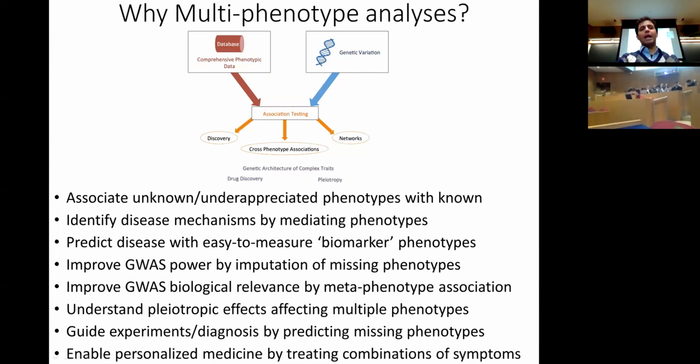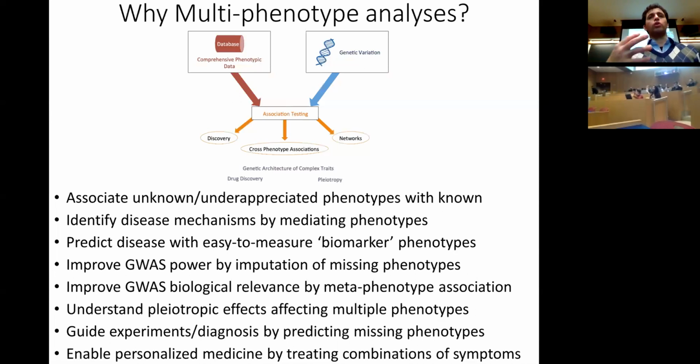You could also guide both experiments as well as diagnoses by predicting missing phenotypes. You could basically say, well, hey, I can predict your lipid levels will be unusual. So why don't you go ahead and take that test, and so on and so forth. So you can basically say, hey, this patient seems to have type 2 diabetes. Let's measure their glucose level in the blood and then see if we can confirm that prediction, which can be made based on many other phenotypes. And you can also start moving towards personalized medicine by basically focusing on combinations of symptoms rather than individual phenotypic variables. Everybody with me so far?